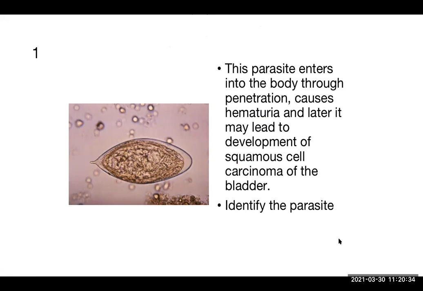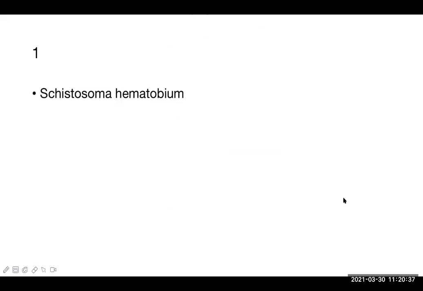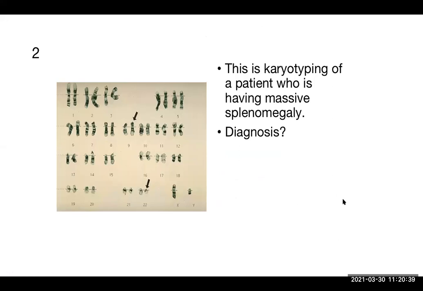Now see that the answer is Schistosoma haematobium. Now number 2: this is karyotyping of a patient who is having massive splenomegaly. Look at this karyotyping and tell me the diagnosis. It's CML. Yes, it's CML. Philadelphia chromosome, 9;22 translocation, associated with CML. Very good.